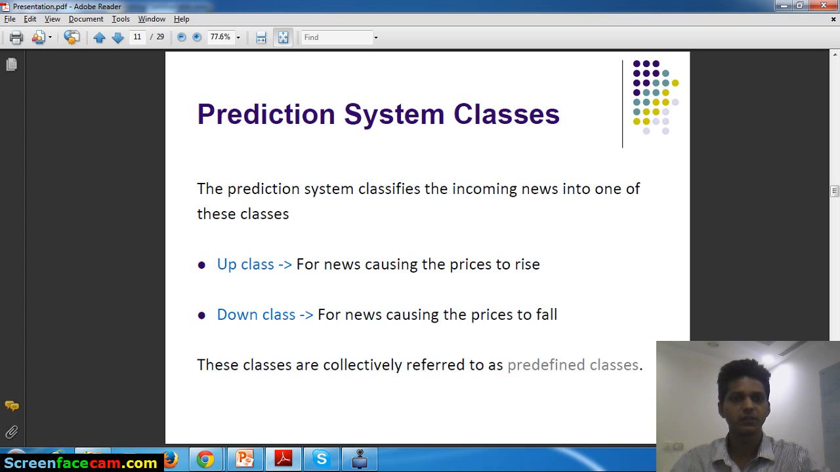Next we have prediction system classes. The prediction system classes classify the incoming news. Whatever news we have can be classified into two basic classes, that is the up class and the down class. Any news that makes the price of the stock surge or move upwards would be classified as an up class news. Any news article or item that makes the price of a particular stock fall or go down could be put in a class called down class. These classes are collectively referred to as predefined classes or default classes.